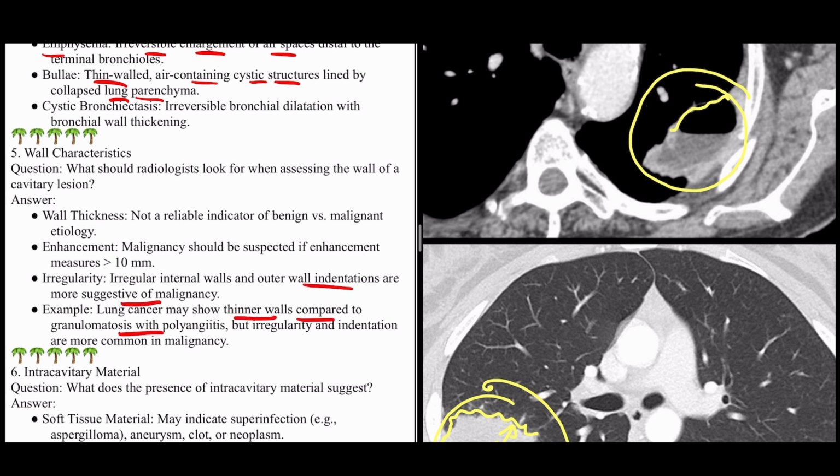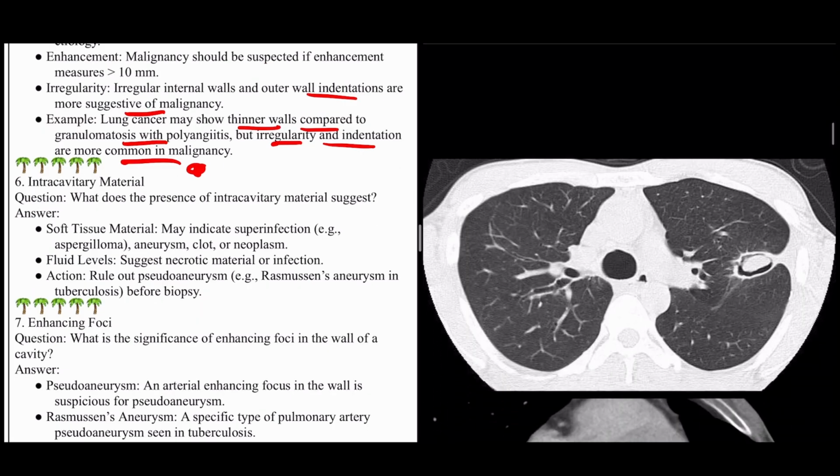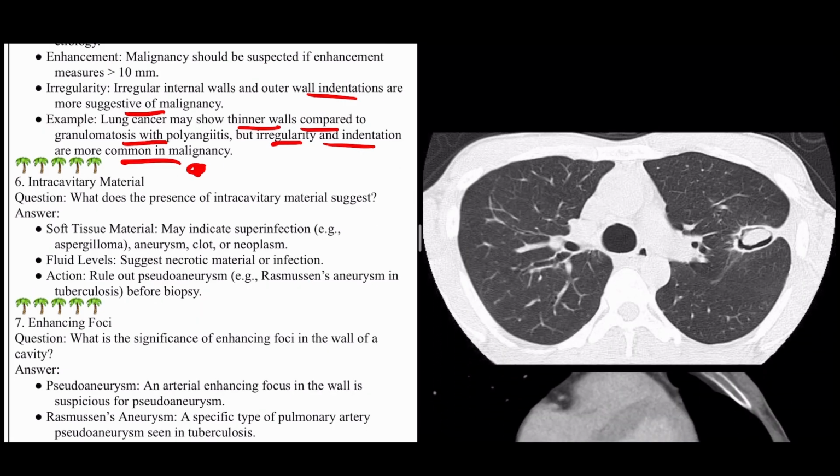Like the example that we saw, lung cancer may show thinner walls compared to granulomatosis, but irregularity and indentation are more common in malignancy. Then look for any intracavitary material. What does the presence of intracavitary material suggest? If you have soft tissue material, it may indicate superinfection like aspergilloma or aneurysm or a clot or neoplasm.